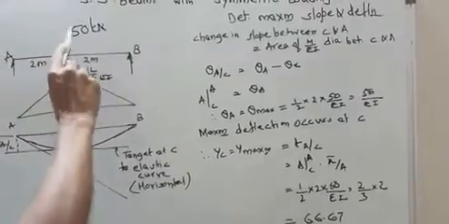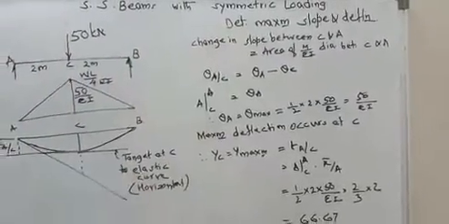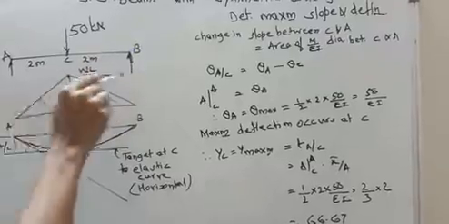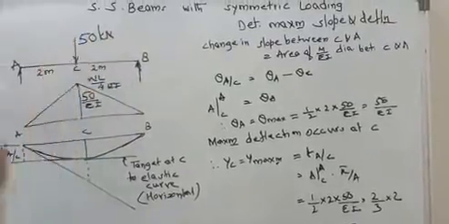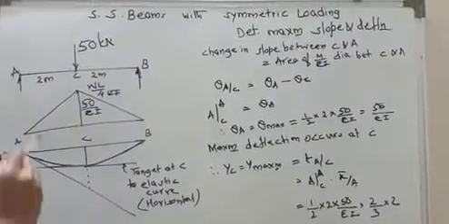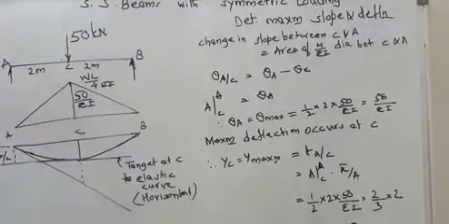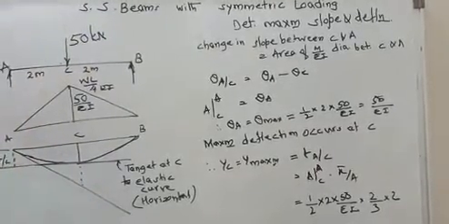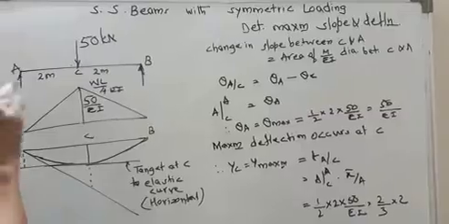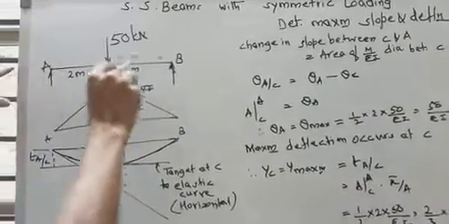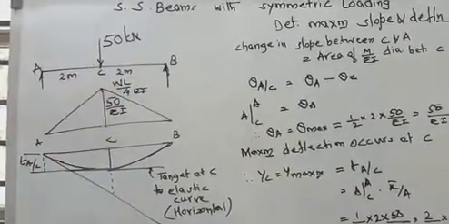Now we will take some problems of simply supported beams with symmetric loading. For example, here I take a simply supported beam AB with symmetric loading, that is 50 kN at the center. Whenever symmetric loading is there, the maximum deflection occurs at the center. In unsymmetric loading, it will be near the center, not exactly at the center. But if it is symmetrically loaded, it will occur at the center.